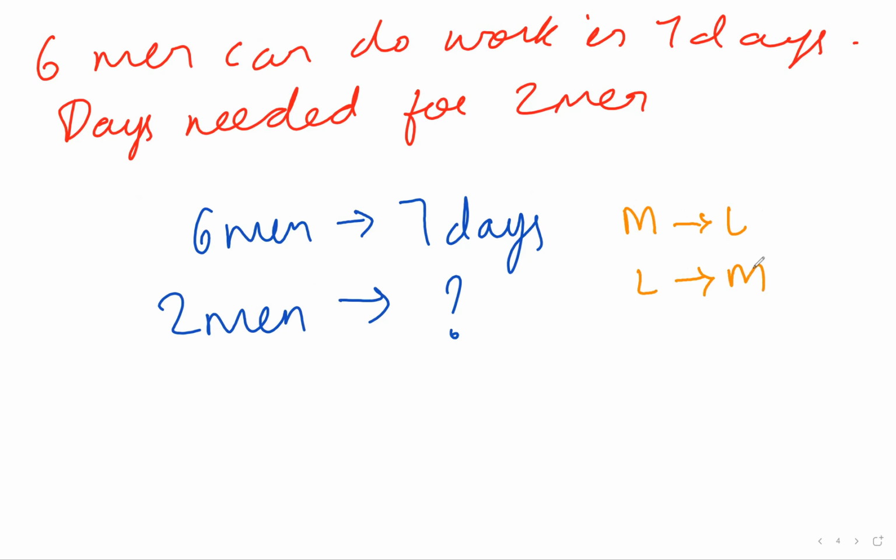So see, this is inverse. More men, less days are needed. Less men, more days are needed. So this is an inverse relation. More less, less more. Correct? When it is more less, less more, it is direct. But here it is inverse.